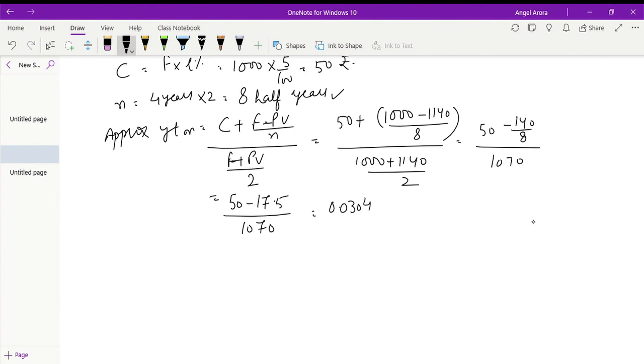So this value is per half year. If we want to calculate it as per annum, then we will have to multiply it by 2. So it will be 0.0608 in decimal form, and if we want to calculate in percentage form, then it will be 6.08% per annum. So this will be the answer.